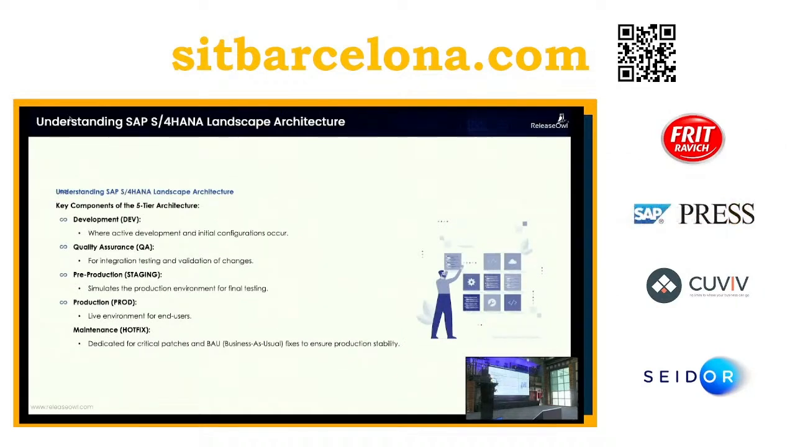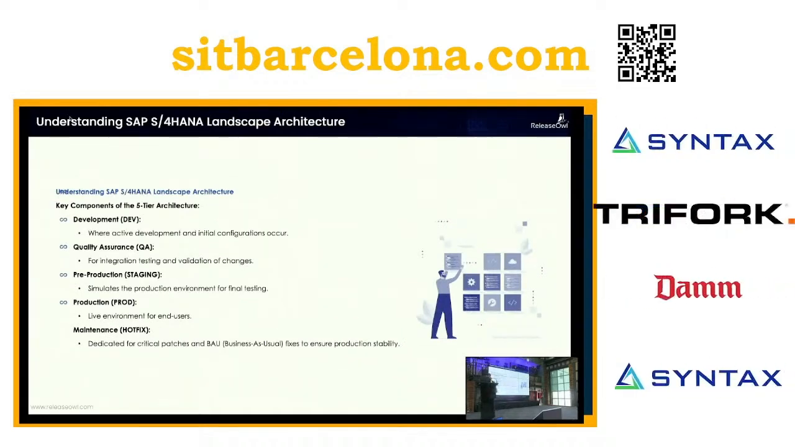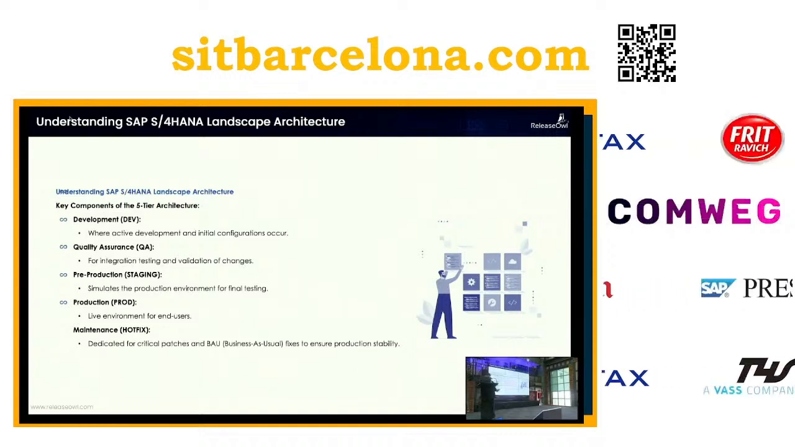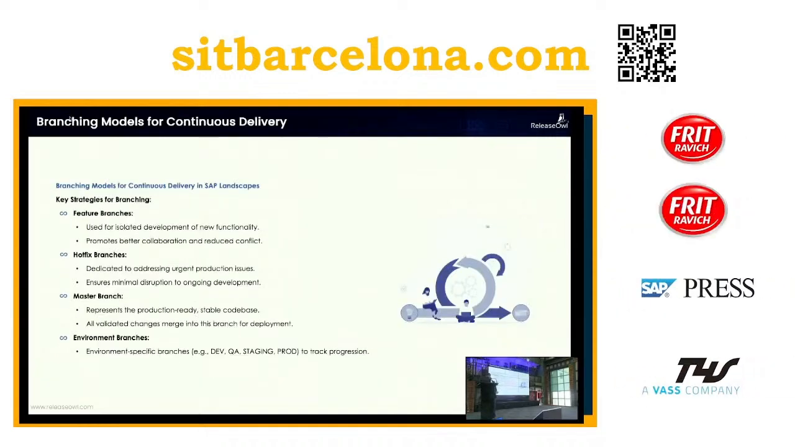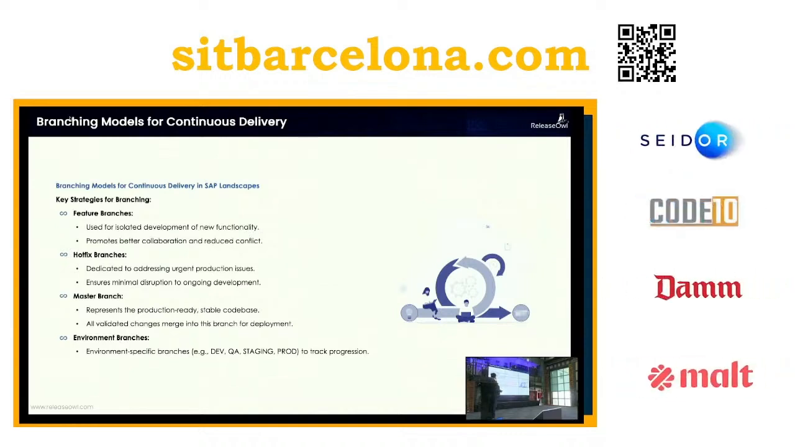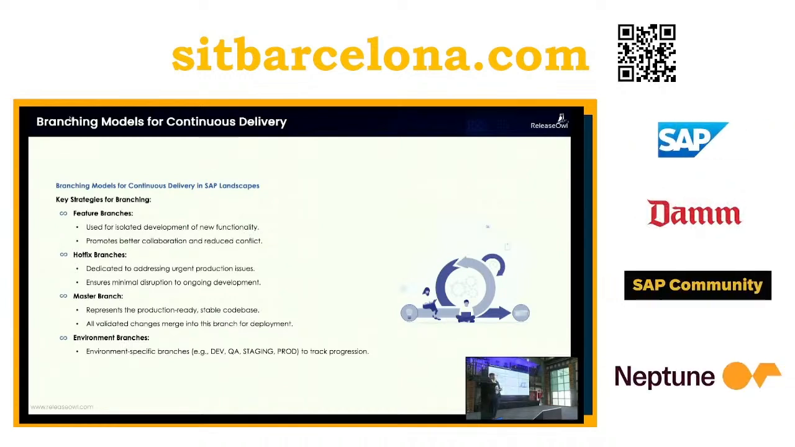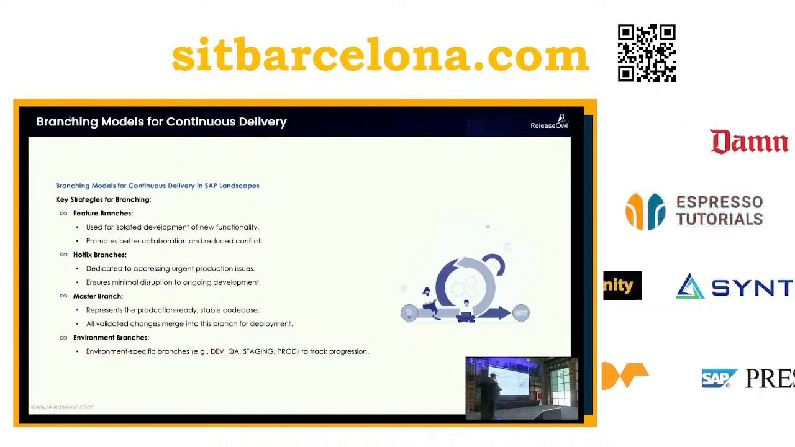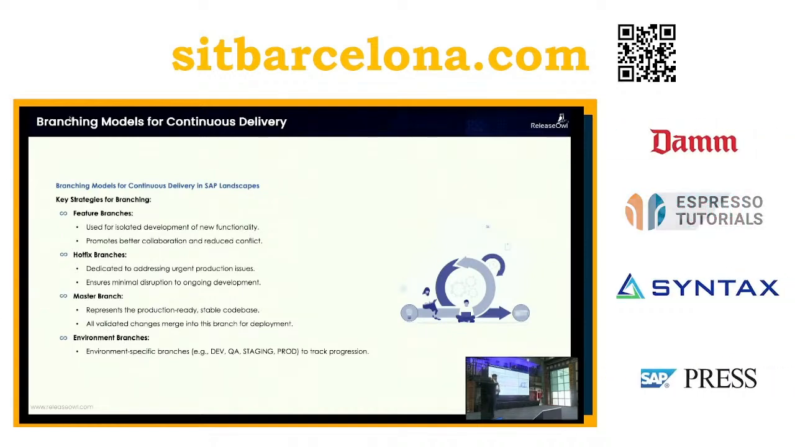This is something you are all familiar with in terms of architecture: dev, QA, pre-prod, prod, and then you have BAU, business as usual, or maintenance as we call it. There are various types of branches we can see. Feature branches, if you really want to establish a continuous delivery pipeline, are a great way. But there are challenges with feature branches for gCTS. I will talk about that.